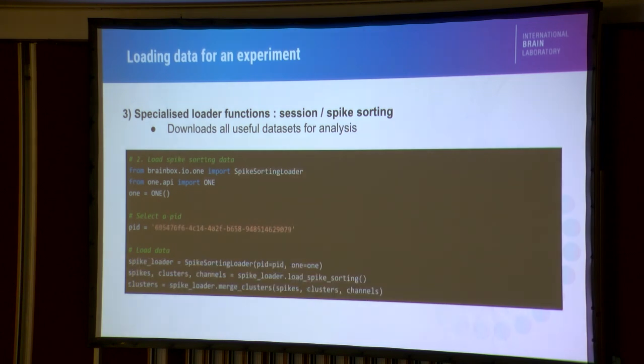We also have an equivalent for loading in spike sorting data, called the spike sorting loader. In this case you need to pass in a probe insertion ID and a ONE instance, and then you can use the load spike sorting method. This will download all of the spike sorting data for that insertion. You get the spikes, the clusters, and also the channel information.